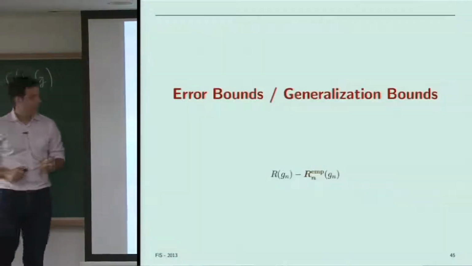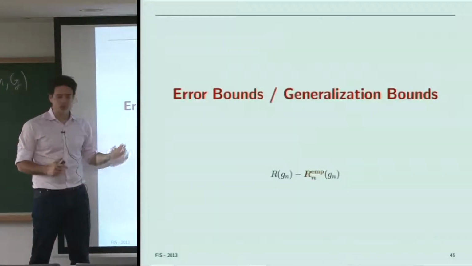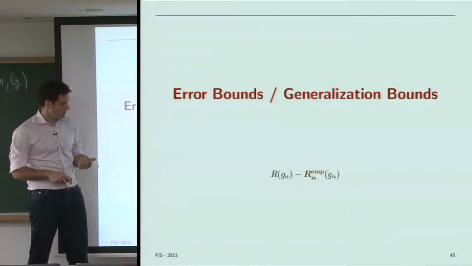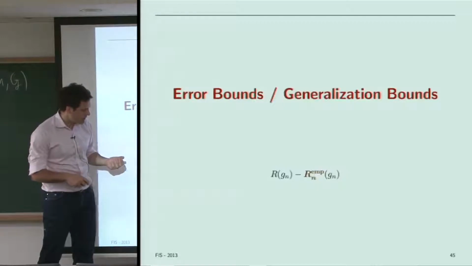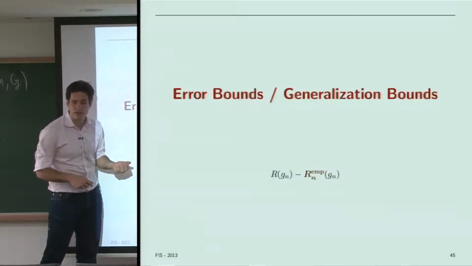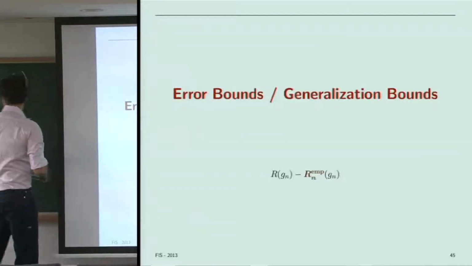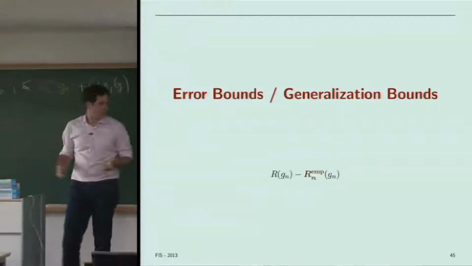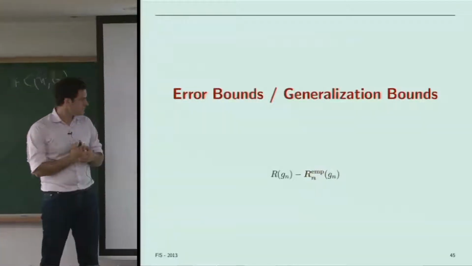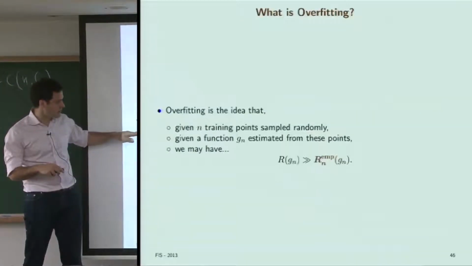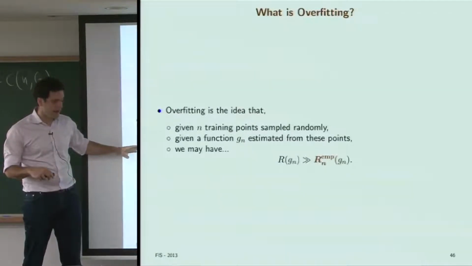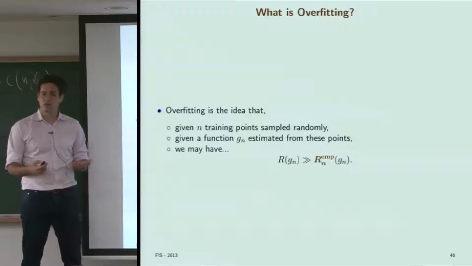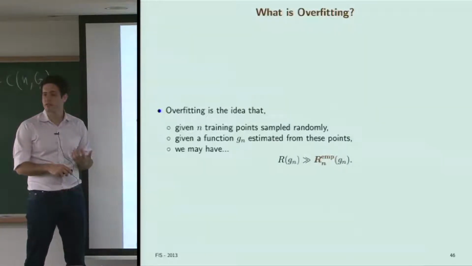So we will focus on error bounds, which are also called generalization bounds. A generalization bound, again, is bounding the difference between the real risk of gn and the empirical risk of gn. So again, this drawing. Okay. Overfitting is the idea that given n training points sampled randomly, given a function gn estimated from these points, we might have that the empirical risk grossly underestimates the real risk of gn.